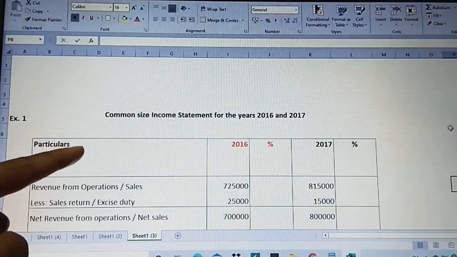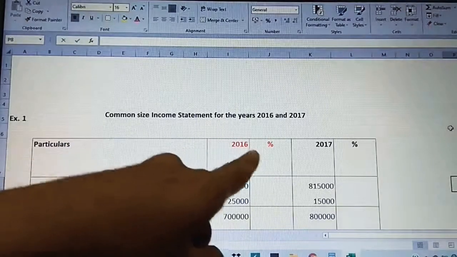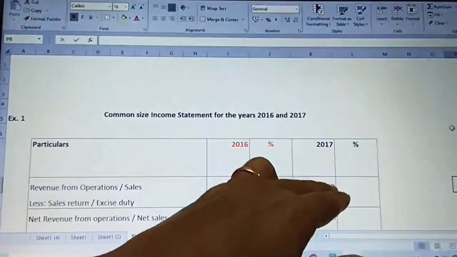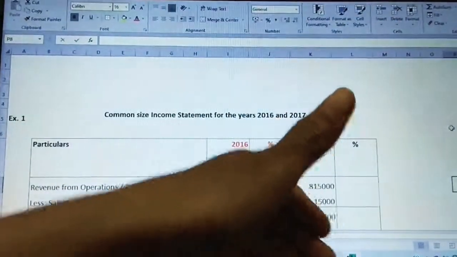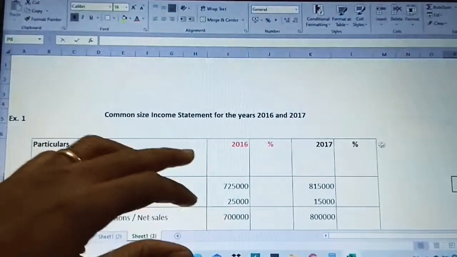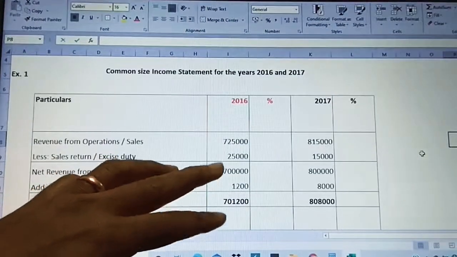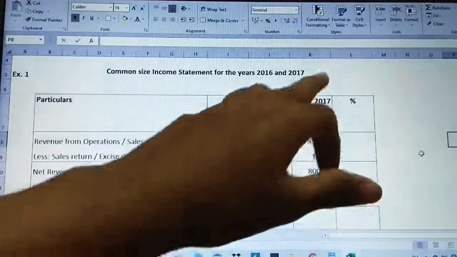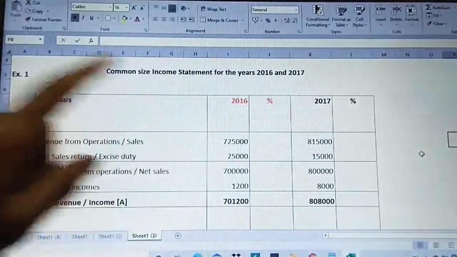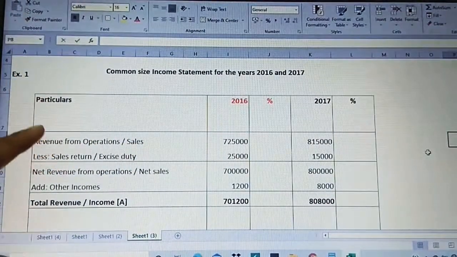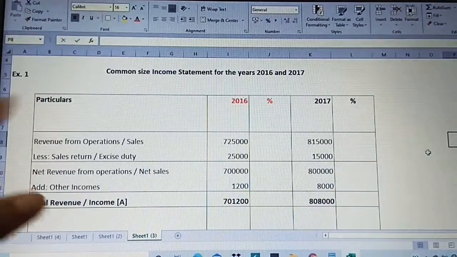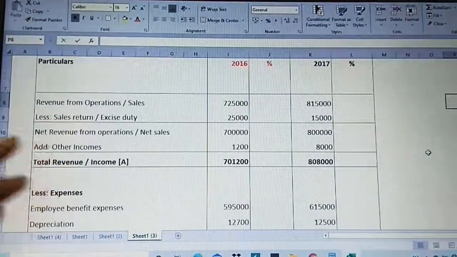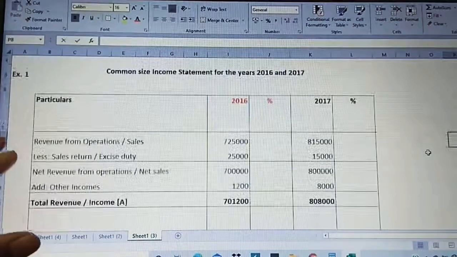Coming to the common size income statement, see, in comparative you had 2016 and 2017 together and you were comparing, and then you were taking the increase or decrease in value and in percentage. But here it's common size, so you are going to take each year's percentage commonly. So the first year percentage and the present year percentage. Now just observe. I have taken the same previous question, so no changes, only the calculation differs. Observe, let me tell you how it is.